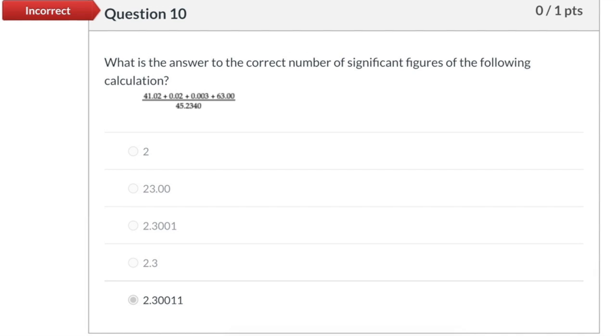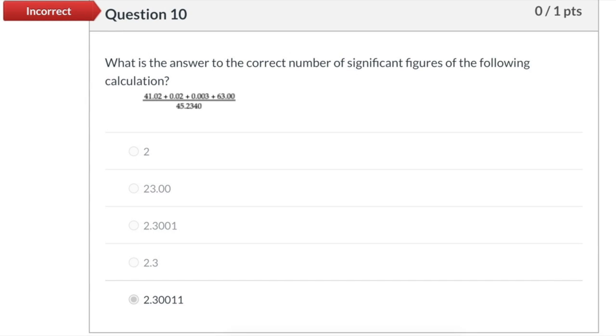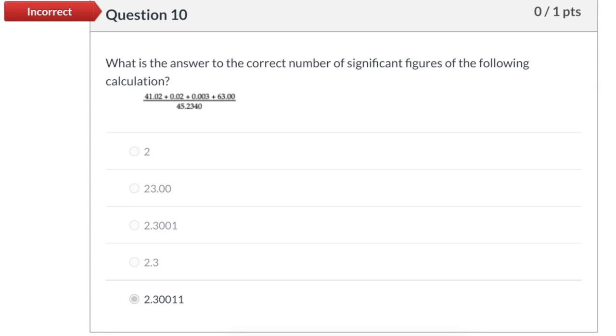So you round 2.300106115 to 5 sig figs, and you get 2.3001. You round it to 5 sig figs by looking at the sixth number. The sixth number in this case would be 0, and the number before that is 1. So if 0 is less than 5, the 1 doesn't change. So your answer is just 2.3001.